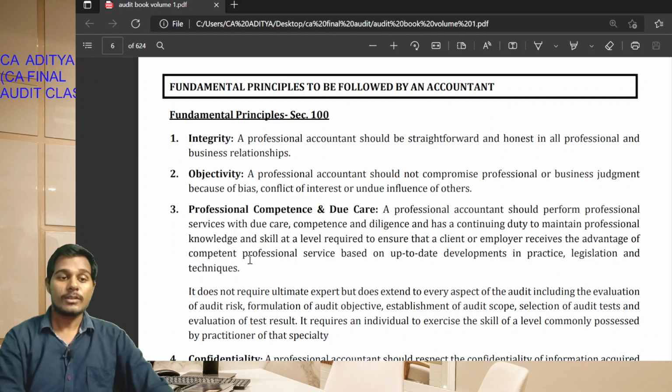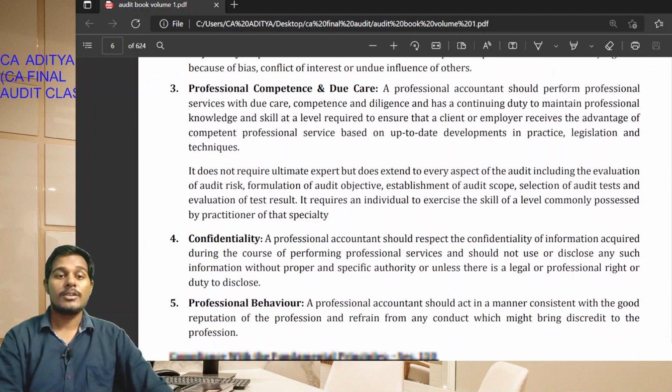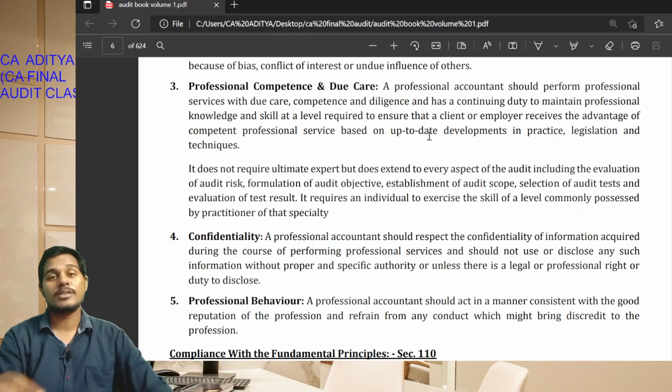Okay students, next, professional competence and due care. In the case of professional competence and due care, it deals with being up to date. A chartered accountant should be up to date regarding the profession, and he should plan and perform the audit with utmost care and skill in an efficient and effective manner. That is what is provided in this sentence.